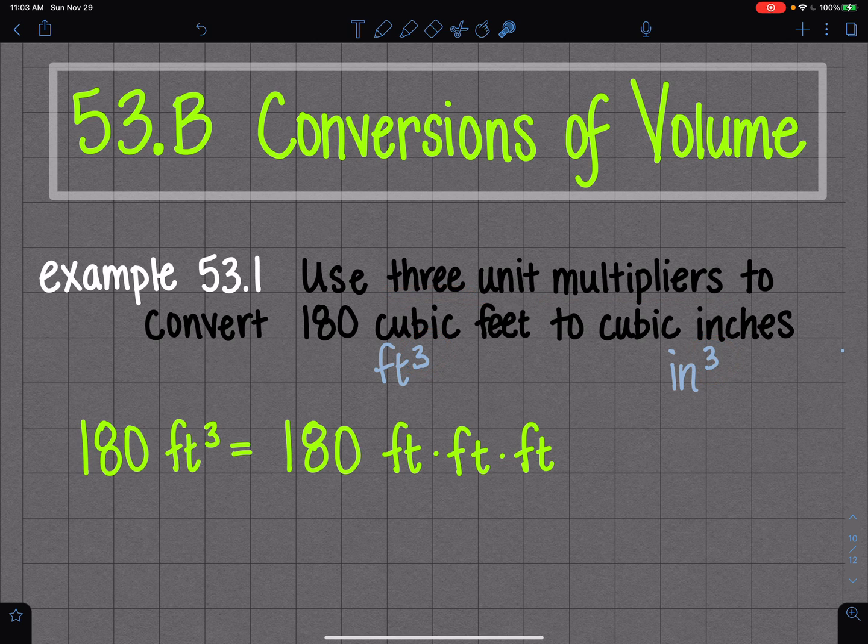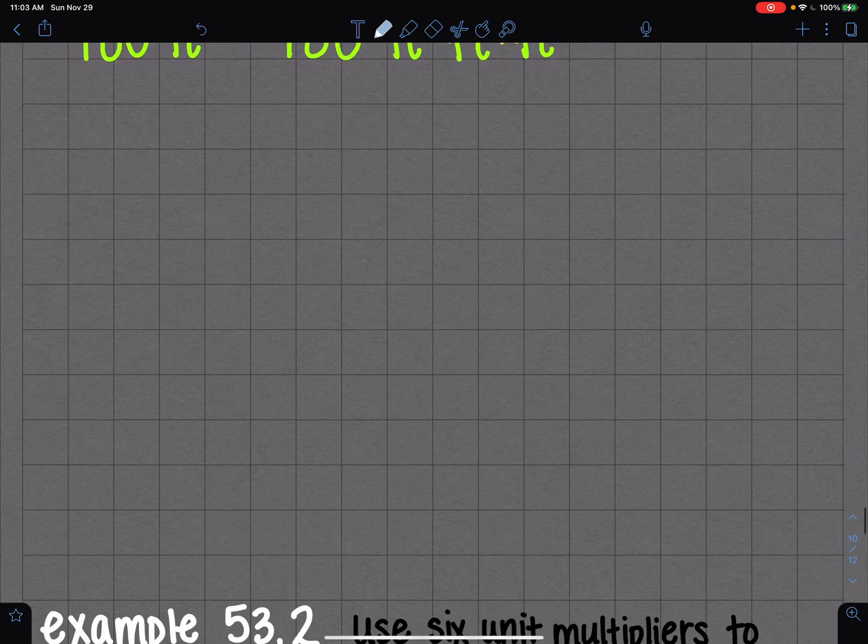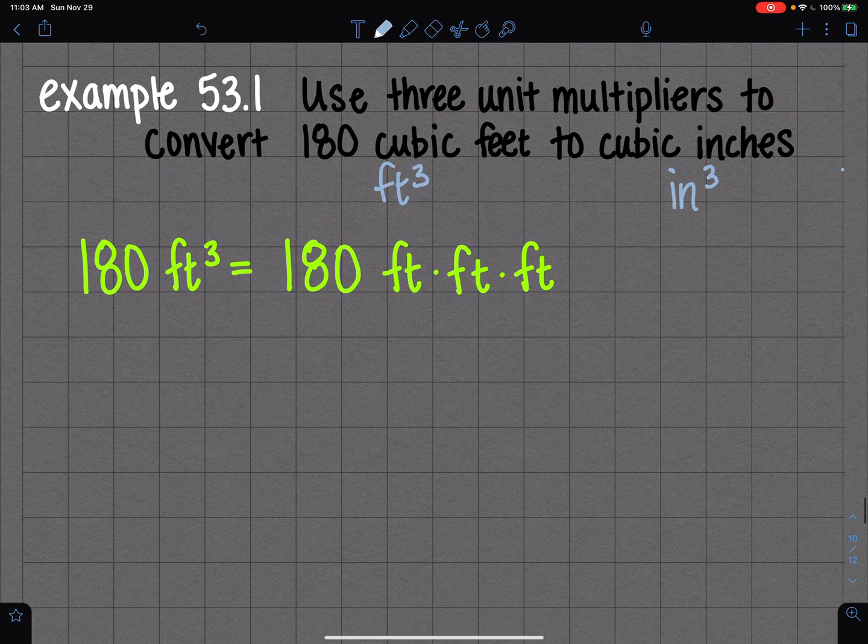So here we go. We're going to start out with 180 feet cubed, which means 180 feet times feet times feet. We got to get all those feet to cancel out. So how do we do that? Well, I know that there are, I didn't write it out. Okay, so I know, let me give myself more room.